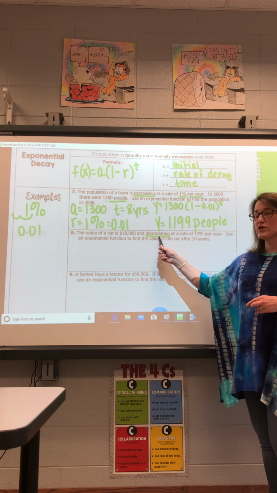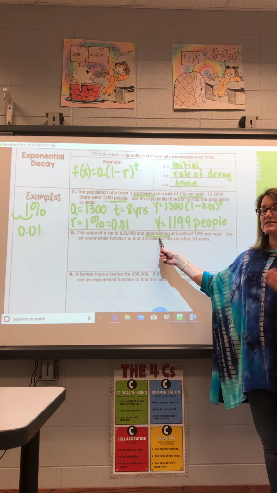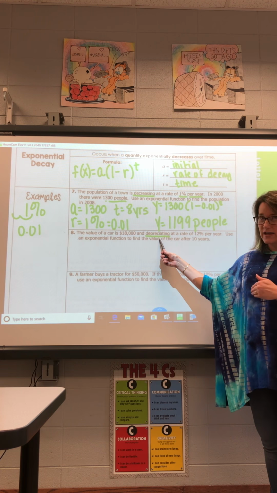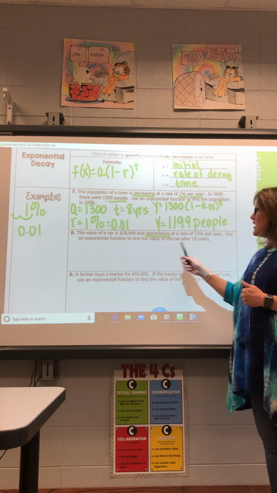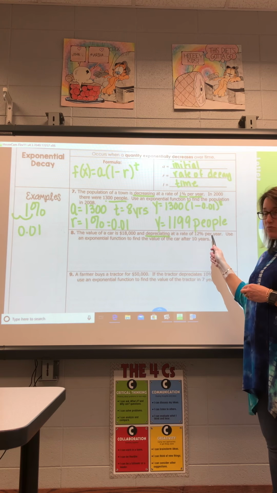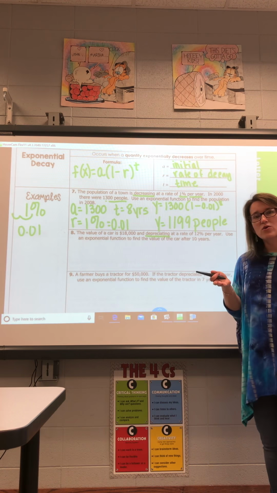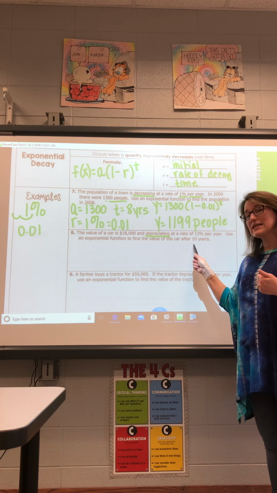So that's what depreciation or depreciating means. It is losing value. So that's why this is in the exponential decay portion of our lesson. And it's depreciating at 12% per year. We want to know how much our car is going to be worth after 10 years.